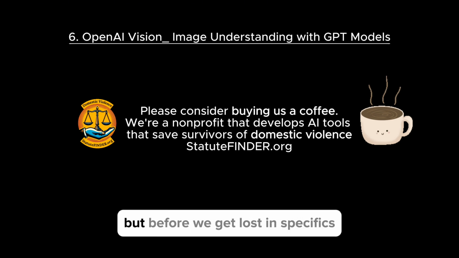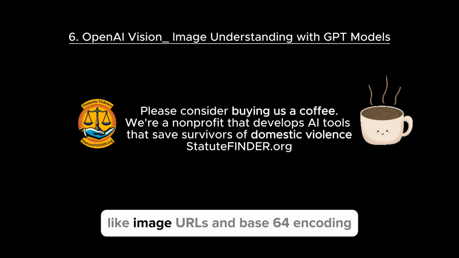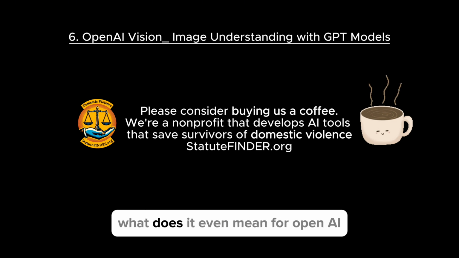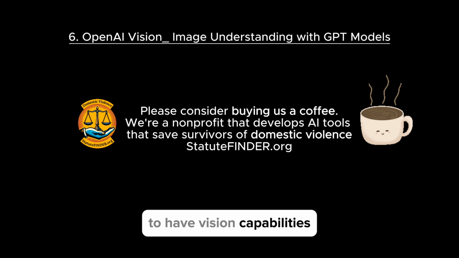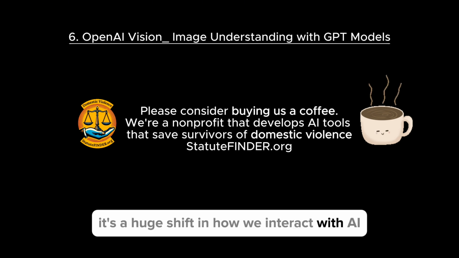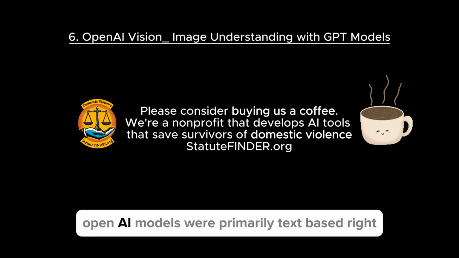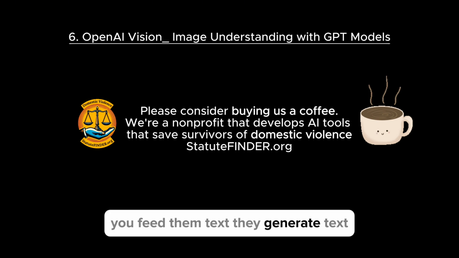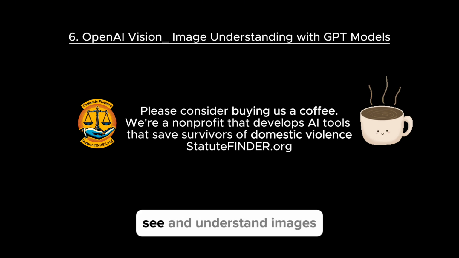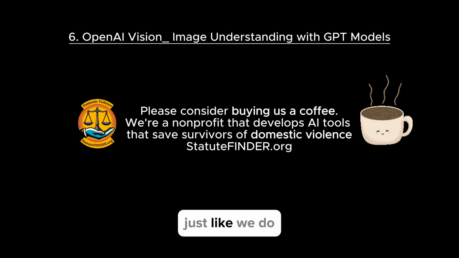Okay, love that. But before we get lost in specifics like image URLs and base64 encoding, let's take a step back. What does it even mean for OpenAI to have vision capabilities? What's the big picture? It's a huge shift in how we interact with AI. For a long time, OpenAI models were primarily text-based, right? You feed them text, they generate text. But now with these vision capabilities, we're adding a whole new dimension. We're giving these models the ability to see and understand images, just like we do.